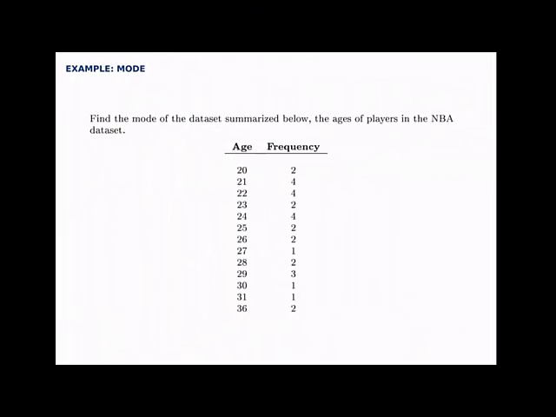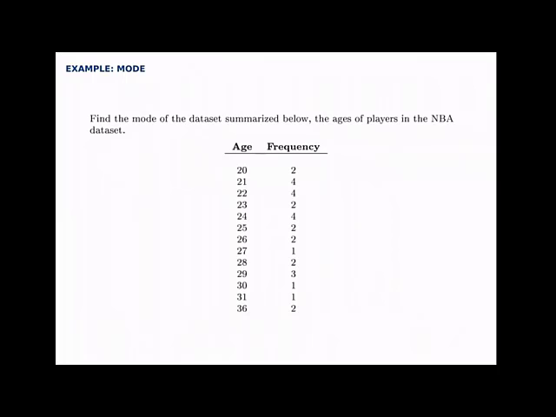Here we'll find the mode of a data set that's summarized for us. We're already given the frequency table rather than just the raw data, so most of the work is done for us. The mode is the most frequent data value. And the nice thing about having the data given to us as a frequency table is all we have to do is look through the frequencies and find the highest frequency.